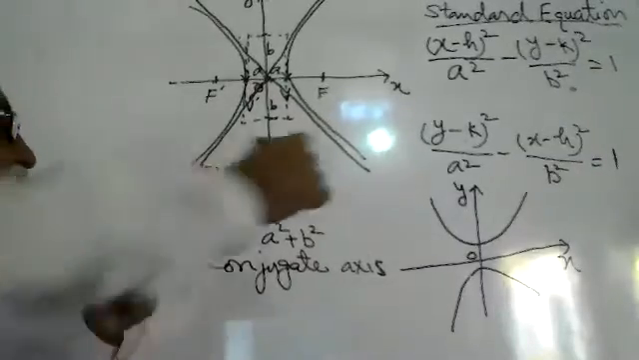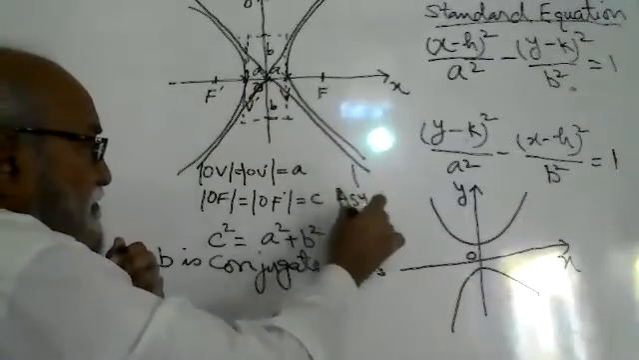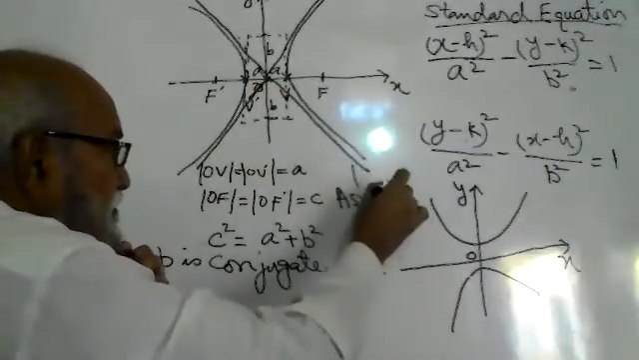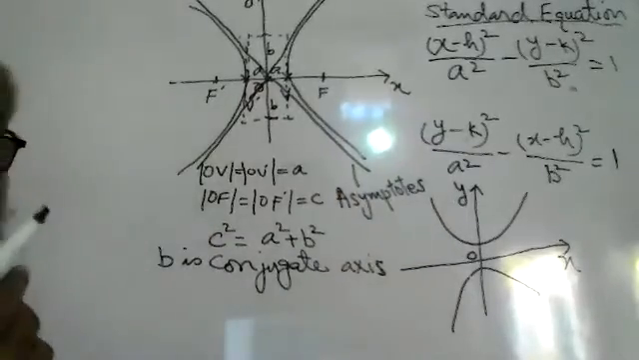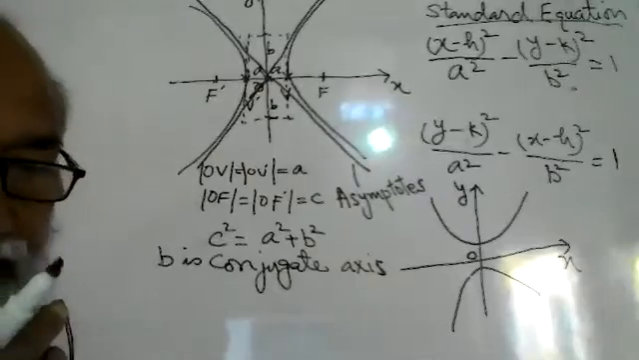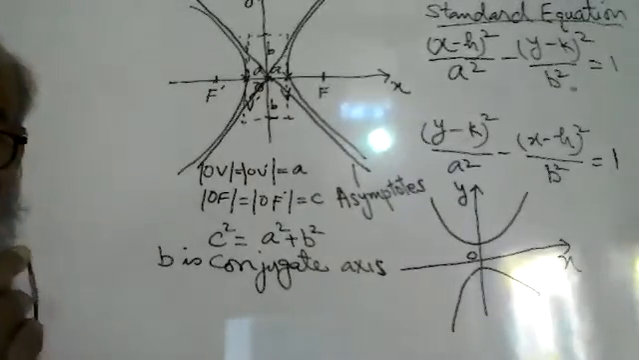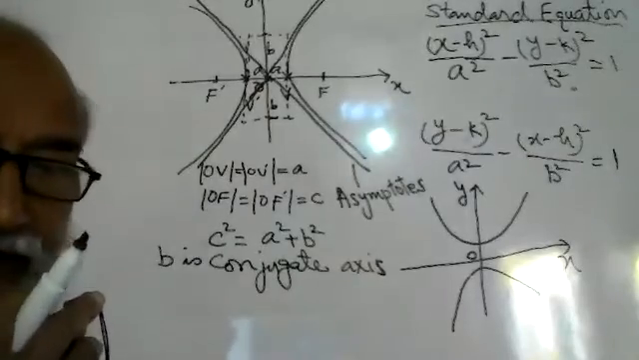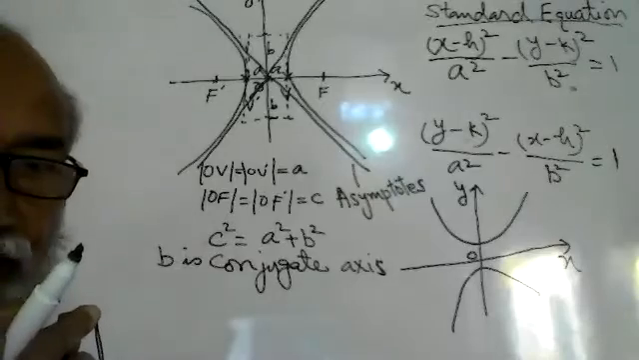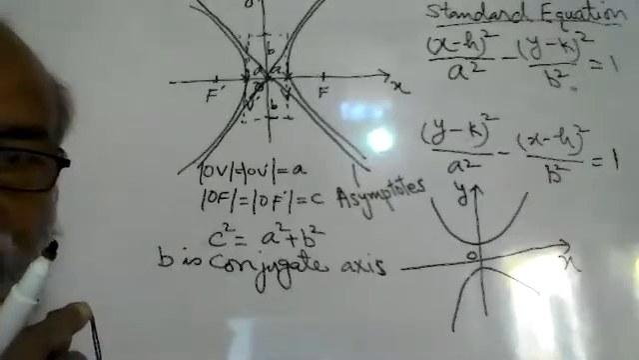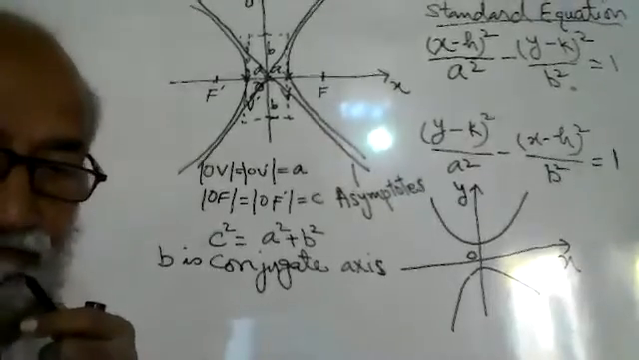So these lines are called asymptotes. Asymptotes are the lines which pass through the center and just touch the hyperbola. They are not actually touching, they are just touching the hyperbola. These lines are called the asymptotes.